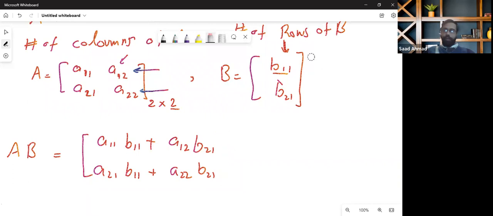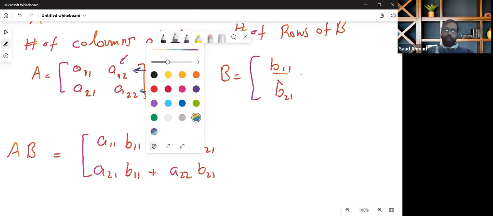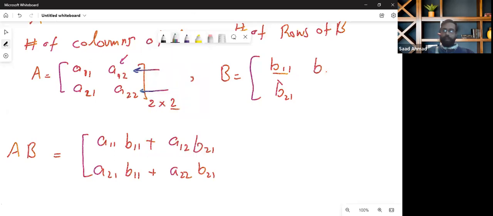Now let's say I have one more column in B, B12 and B22. So once we are done with this, look at this back again, the first row. First we multiplied it with this one, then we give the entry place, and then we take the first row again and multiply it with this second one, and it will come here.